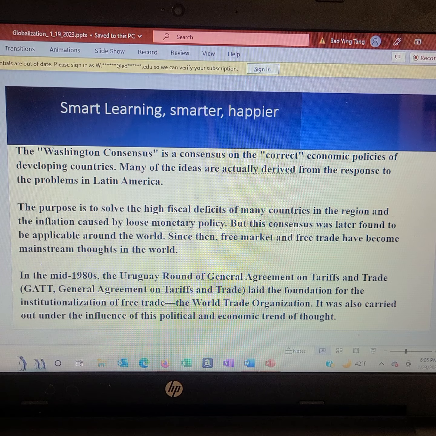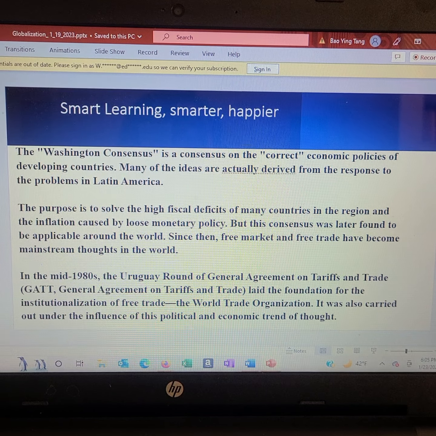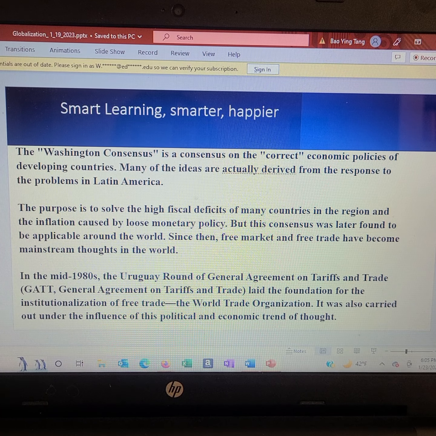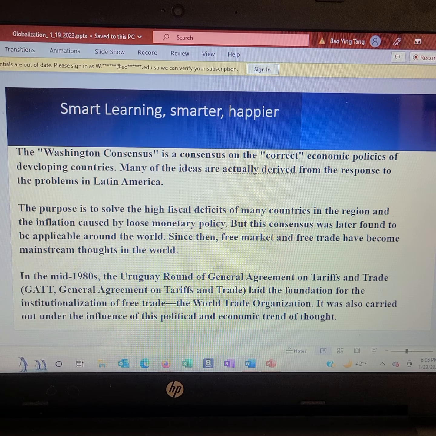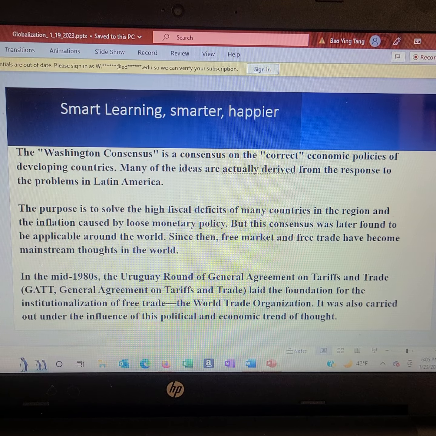Since then, free market and free trade have become the mainstream force in the world. In the mid-1980s, the Uruguay Round of the General Agreement on Tariffs and Trade, the GATT, laid the foundation for the institutionalization of free trade, the World Trade Organization. It was also carried out under the influence of this political and economic chain of force.